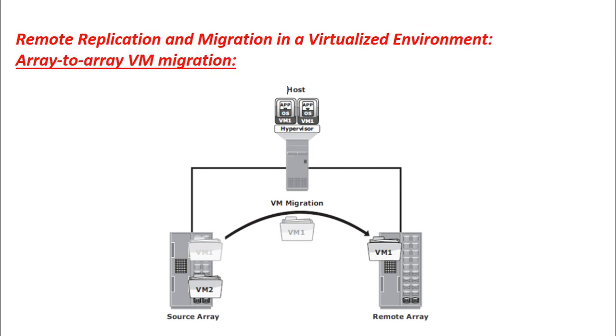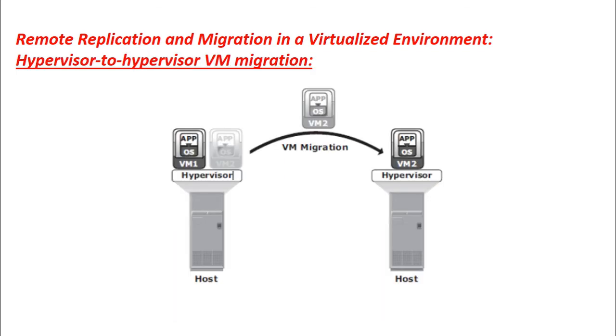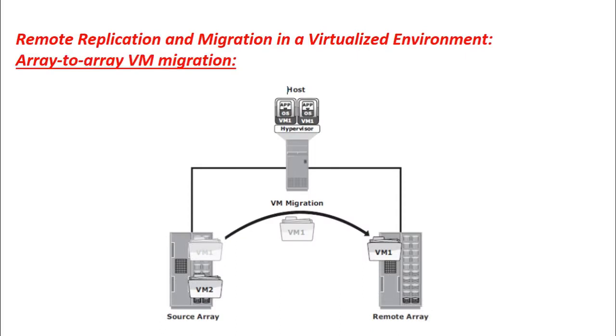We saw that virtual machine migration is a process to move the virtual machines from one hypervisor to another without powering off the virtual machines. There we discussed two techniques, that is hypervisor to hypervisor virtual machine migration and array to array virtual machine migration. With this, let us conclude this video session on storage area networks.